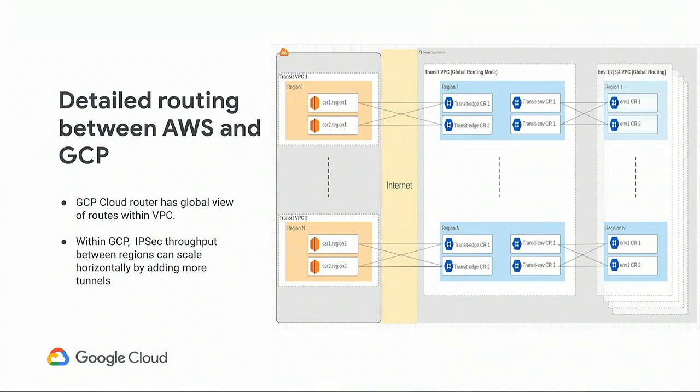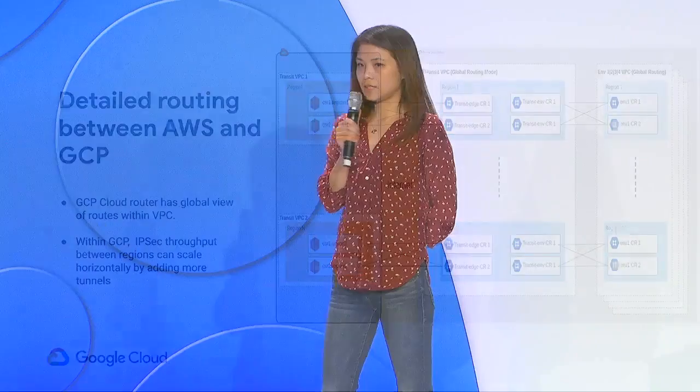So now, here is the diagram that shows our routing in more detail. The middle section is the transit VPC. In the transit VPC, we have cloud routers in different regions. In each region, we have a set of cloud routers for 1+1 redundancy for connectivity and exchange routes with the CSRs in AWS. And also, we have a set of transit cloud routers for route exchange with the environment VPC cloud routers. And also within the transit VPC, we use global routing.